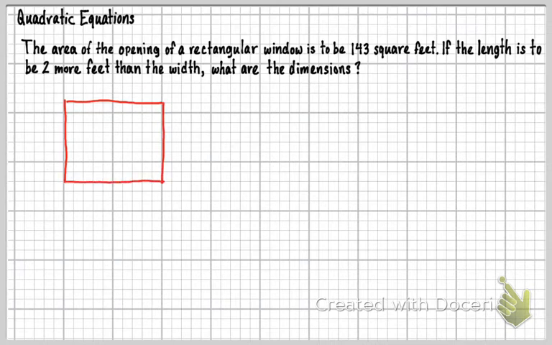So here's my rectangle, and I know inside of this, the area is 143 square feet. And to find area, hopefully you know area of a rectangle is length times width. Hopefully that's okay with you. If not, there it is, and now you have the formula. I'm trying to write a better W. Okay, so anyways, it gives me some more information below here.